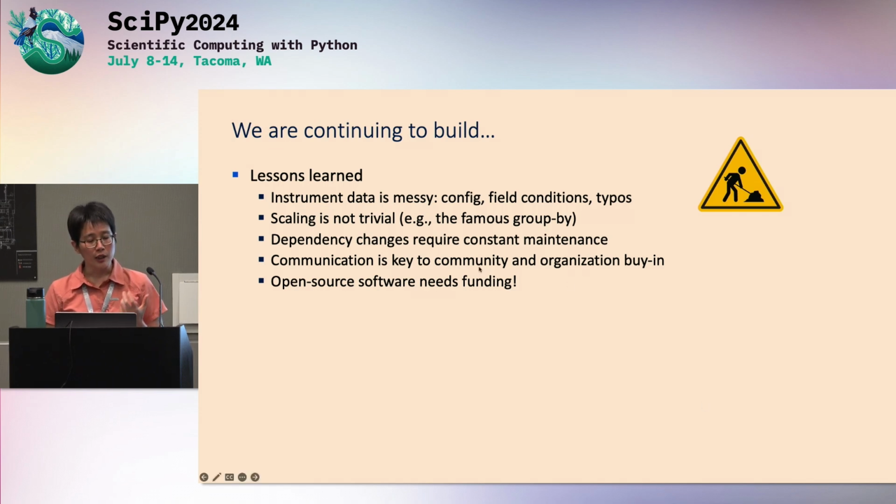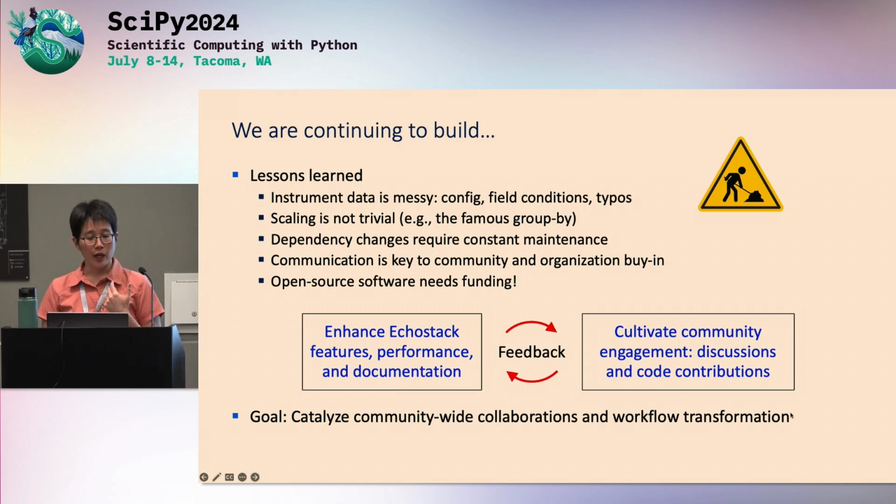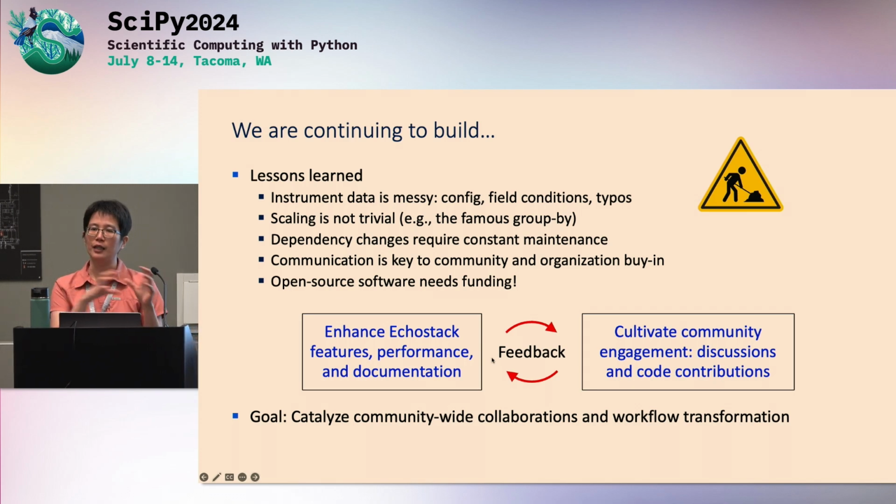It's also really important for us to be able to communicate to the stakeholders and the community so that we can get community buy-in, because we need funding to keep on going, right? So we are still learning this. But going forward, what we wanted to do is to continue to enhance the Echostack functionalities, performance, and also the documentation. And at the same time, cultivate community engagement so that we can have more discussions and potentially have co-contributions from the community. We have some, but it's definitely not to the scale where we hope to have, right?